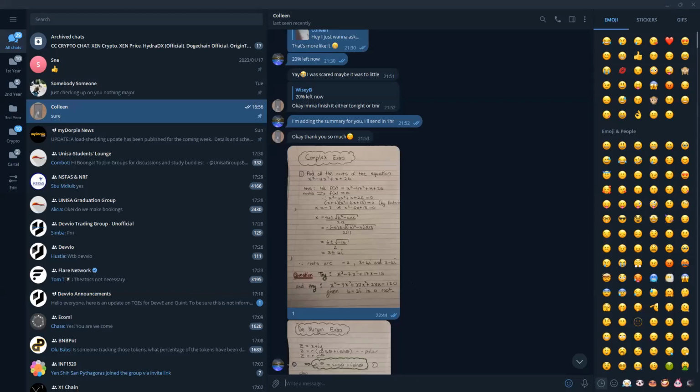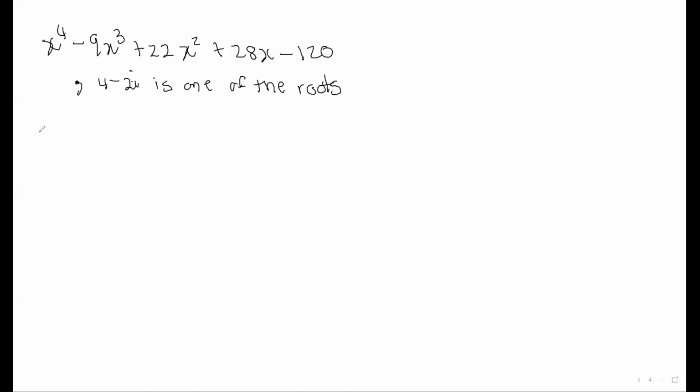Let's just share again. Man, this thing can be a nightmare. So we know that for 4 minus 2i, you don't change the sign here, it's the one in the middle, so the other root is 4 plus 2i.